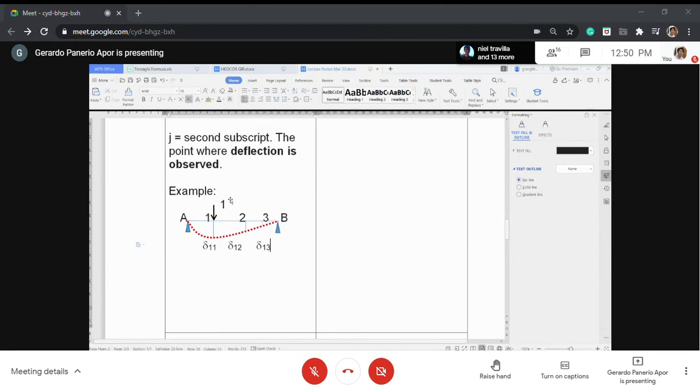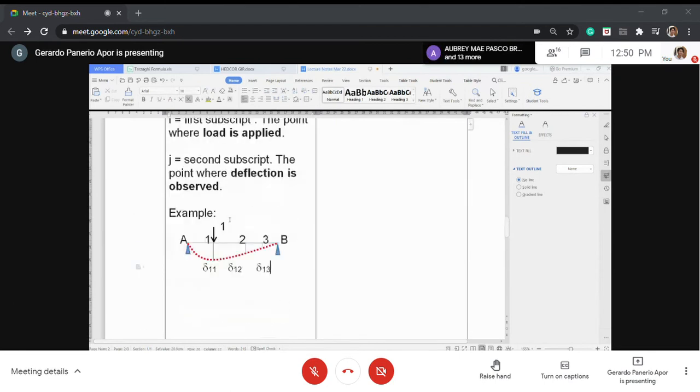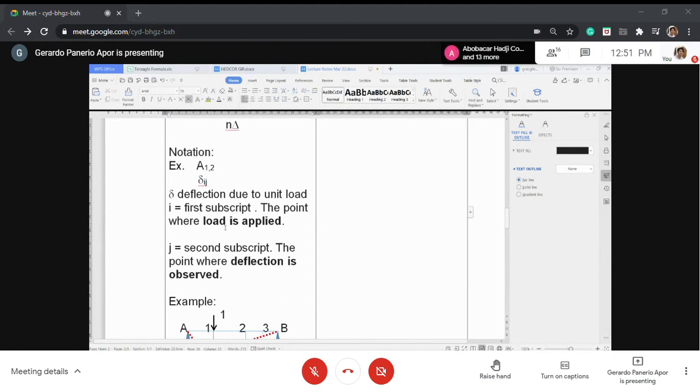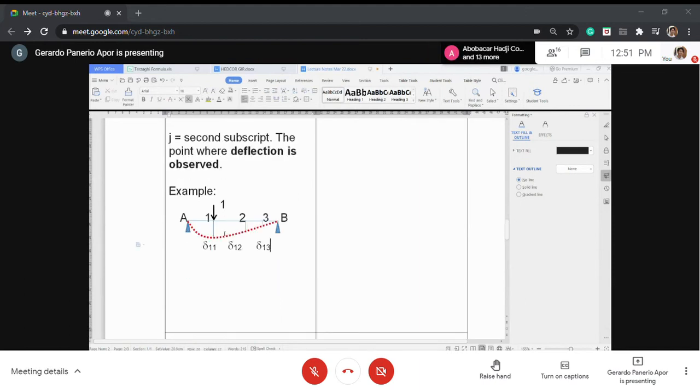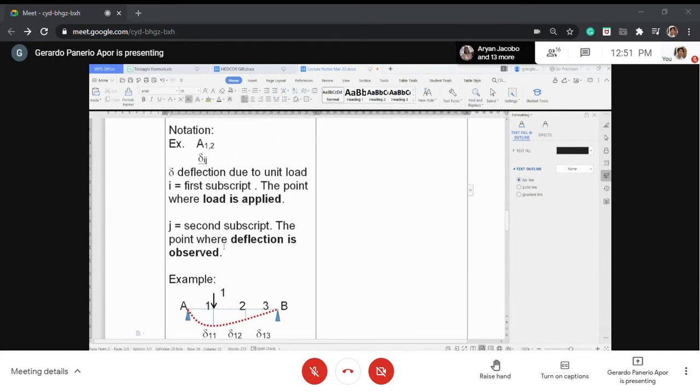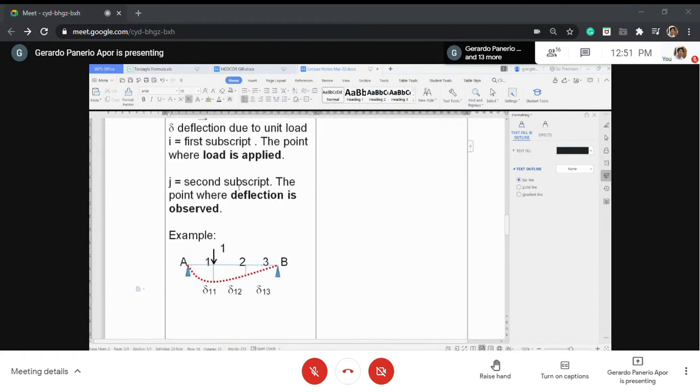Notation. Okay. So, we use the small letter delta because we are using unit load. Now, for the two subscripts, we call them I and J, the first and the second. The first refers to the point where the unit load is applied. The second subscript represents where the deflection is to be determined.